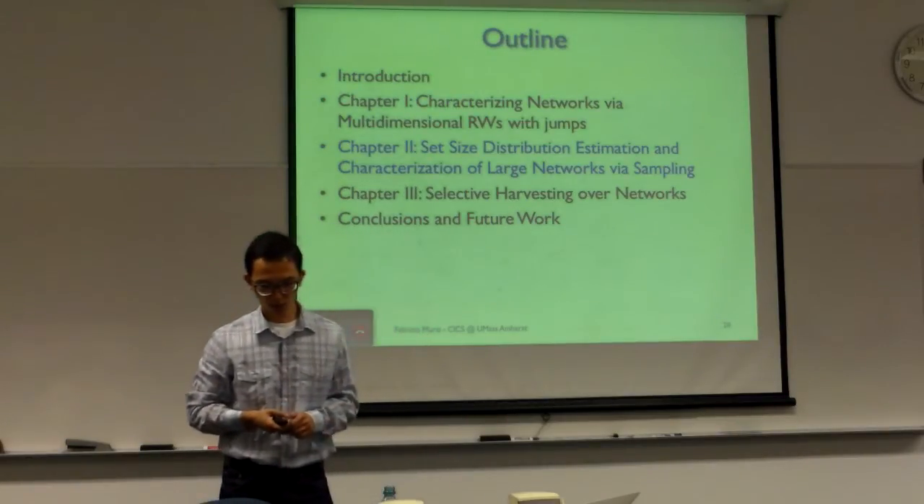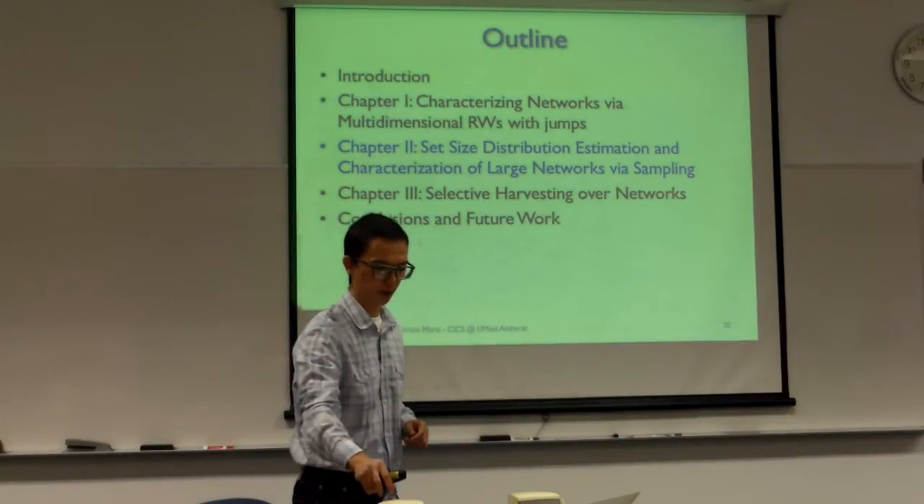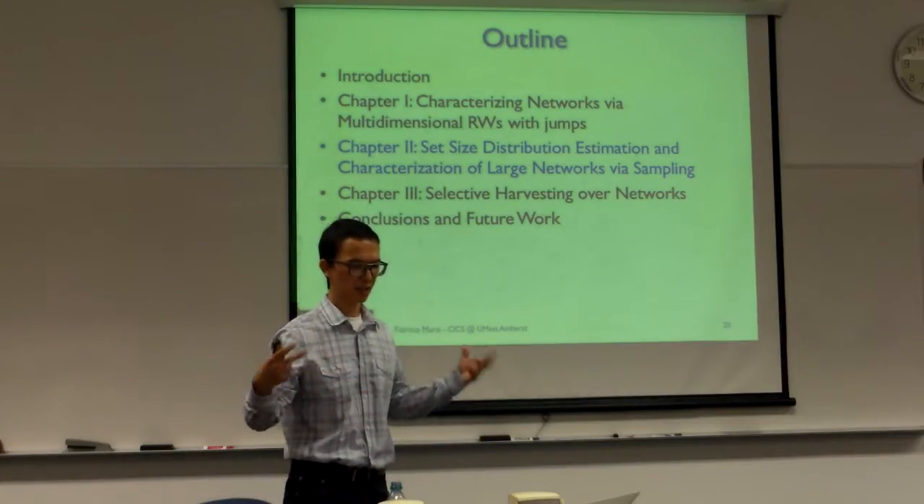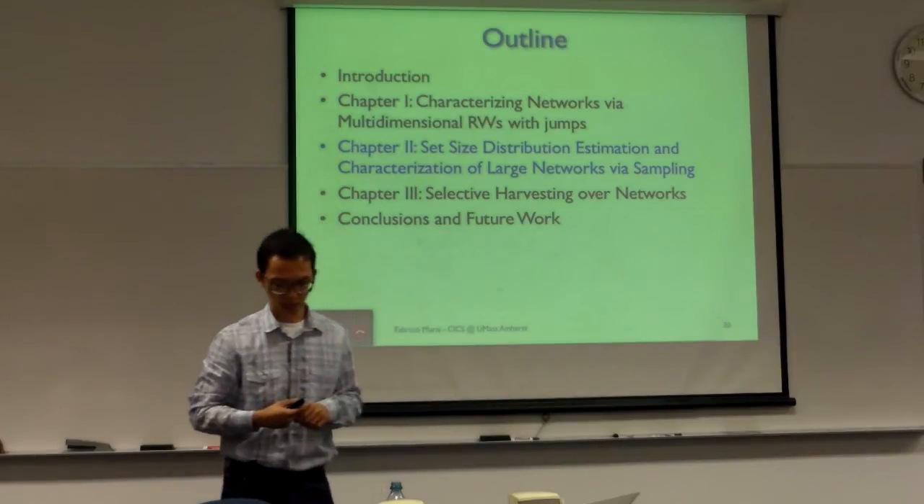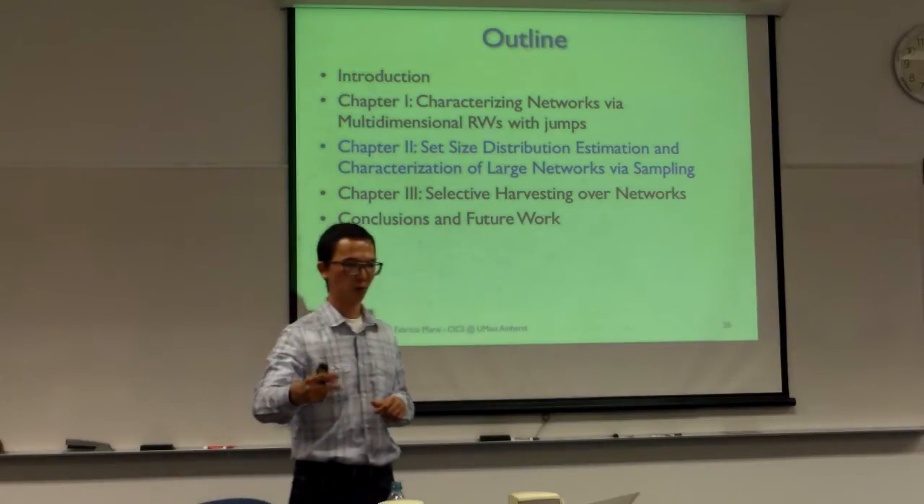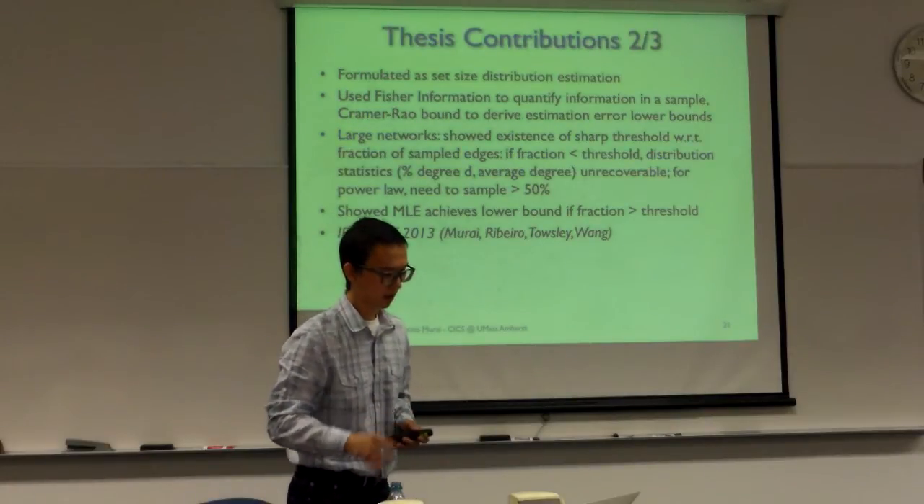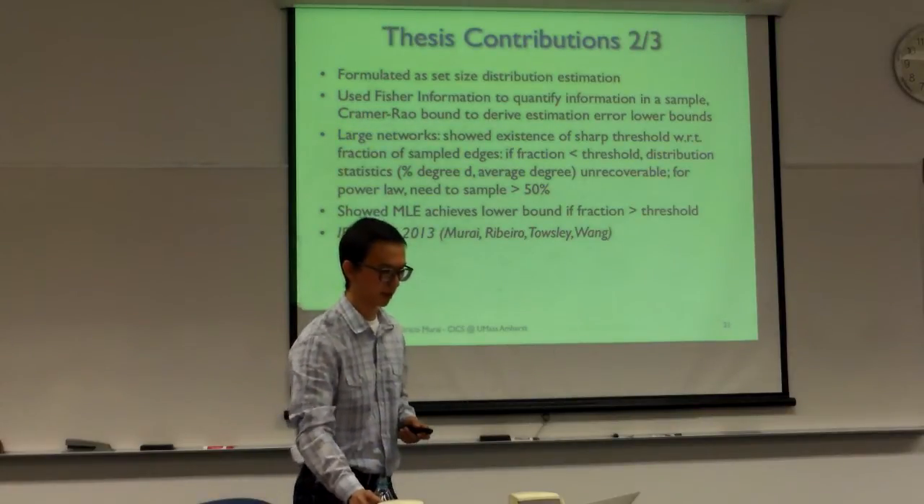Okay, so this brings us to the second chapter, which regards the characterization of large networks, specifically degree distributions, when we perform independent edge sampling. Okay. So as I said, I'm just going to summarize the results.